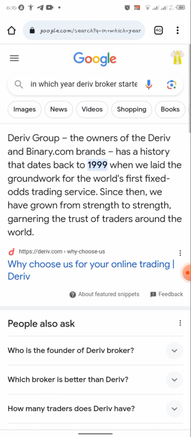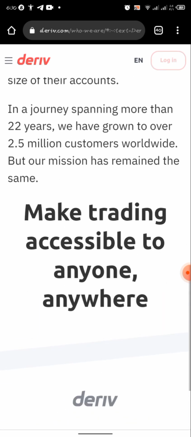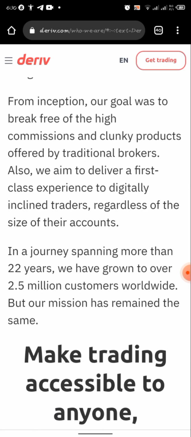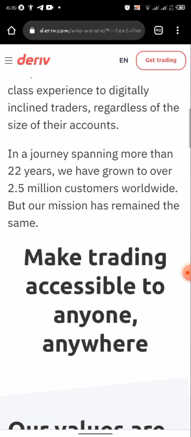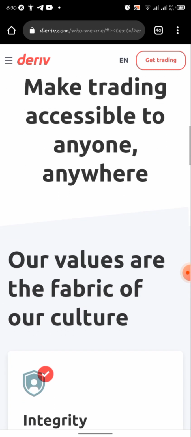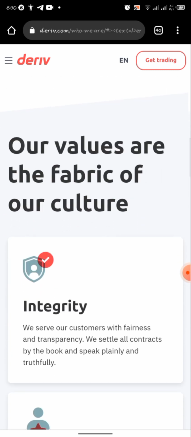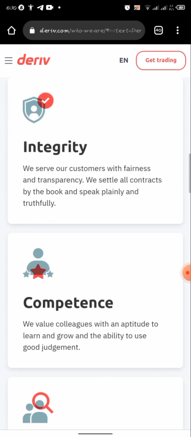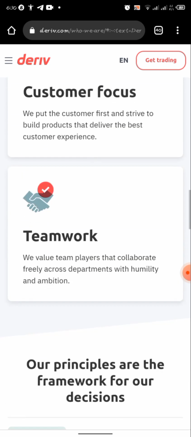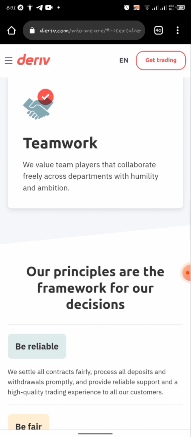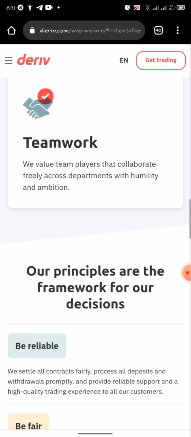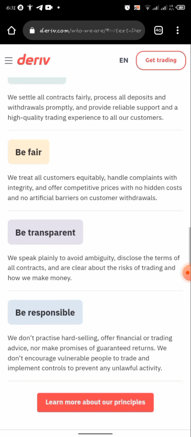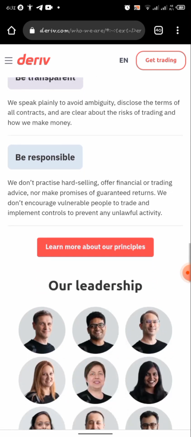So based on it, they said that they have 2.5 million customers worldwide, which means that they have millions of customers using their platforms. Their values are the fabric of our culture, which means that they have integrity, competence, customer focus, teamwork, and all those kinds of things. And their principle, the framework for their decisions, is to be fair, be transparent, and be responsive to all of their customers.